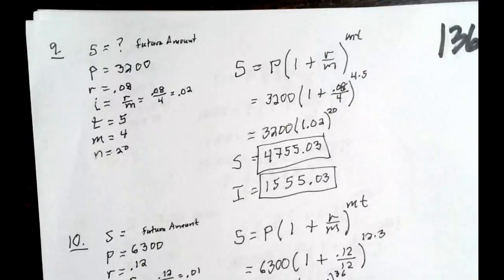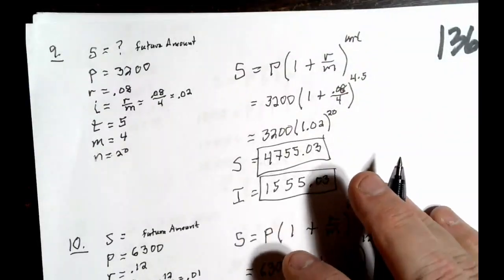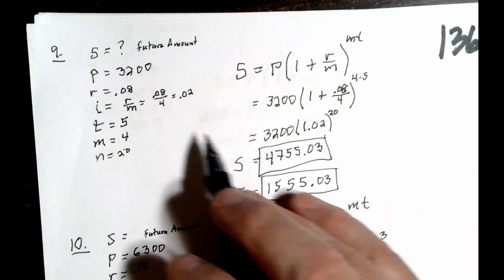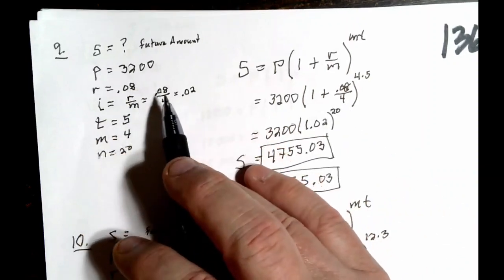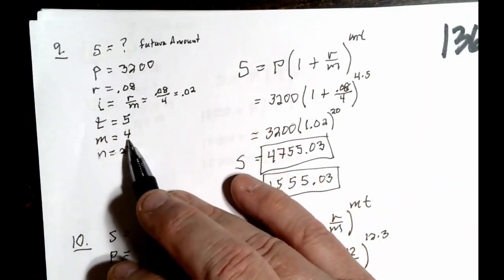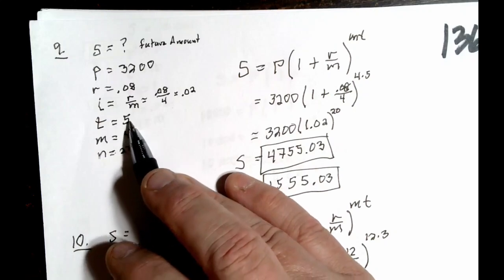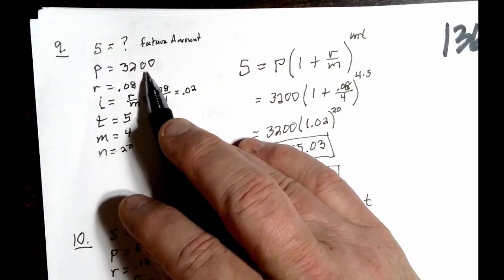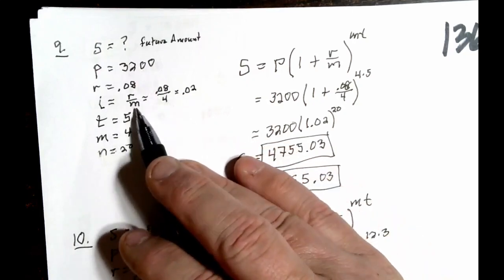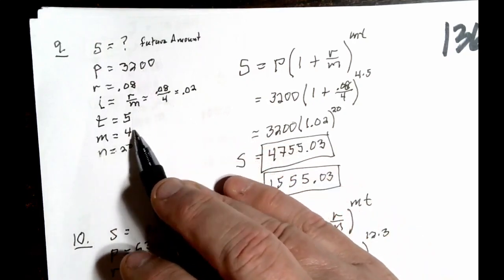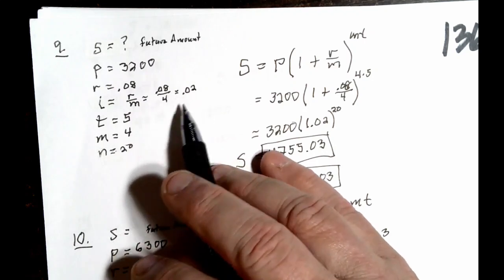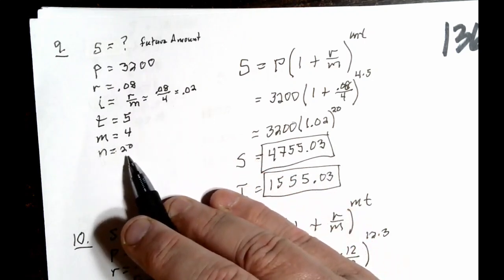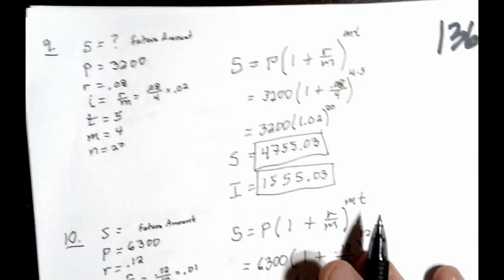Number 9. What's the future value and the interest earned if 3,200 is invested at 8% compounded quarterly for 5 years? So you know T is 5, M is 4, R is 0.08, P is 3,200. You can figure out I because you know R and M. That's 0.08 over 4, or 0.02. And you know N because that's simply M times T. 4 times 5 is 20.